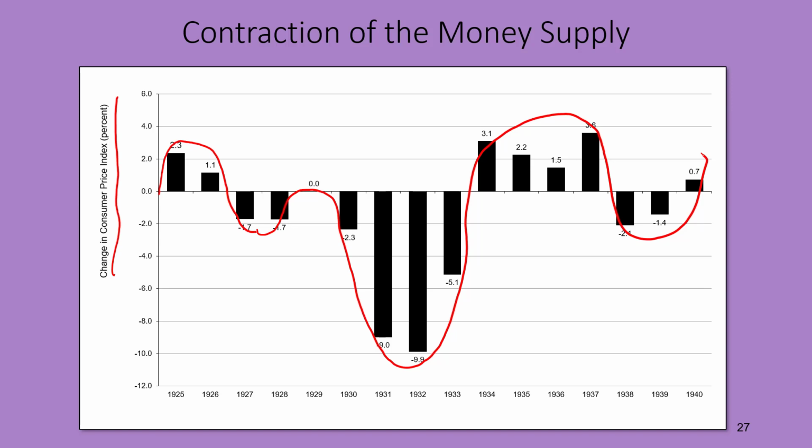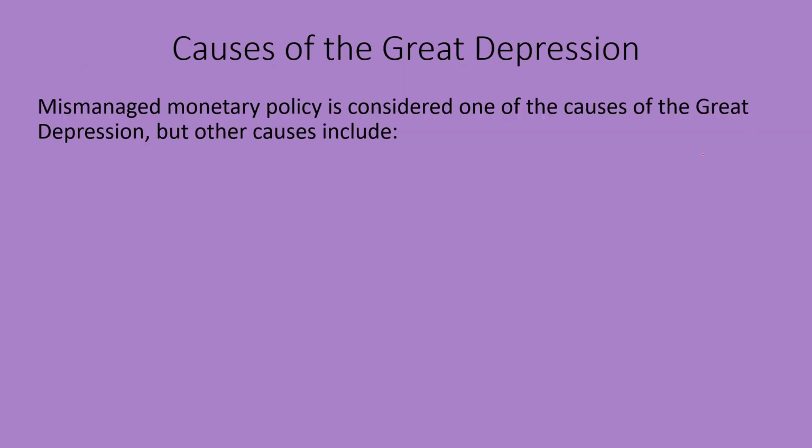Right? So again, we have the very opposite of what we need here for a productive economy, which is why the economy was so unproductive during this time period. Well, once again, I don't want to blame it entirely on monetary policy, although mismanaged monetary policy is definitely considered one of the causes of the Great Depression.